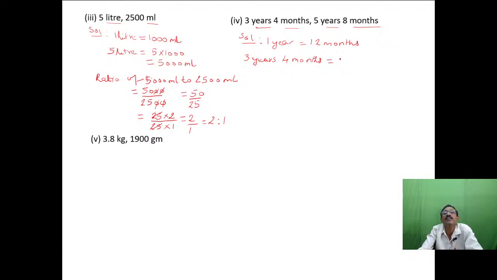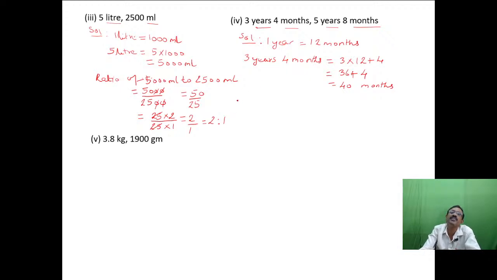So what do we have? 3 into 12 plus 4. Simple. What does 3 into 12 give me? 12 ones are 12, 12 twos are 24, 12 threes are 36, plus I have got here 4 months. Now 36 plus 4 gives me 40. So I have got 40 months. Let's see the next one.